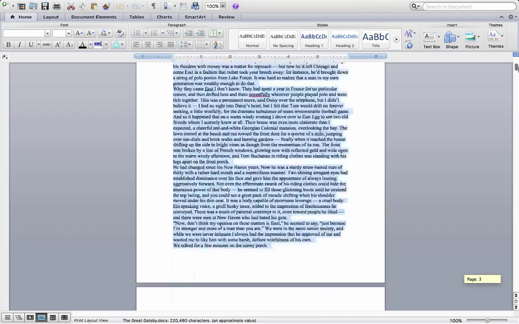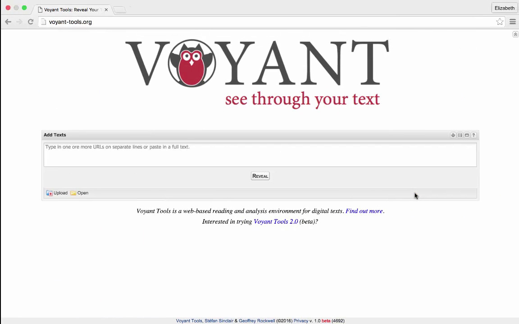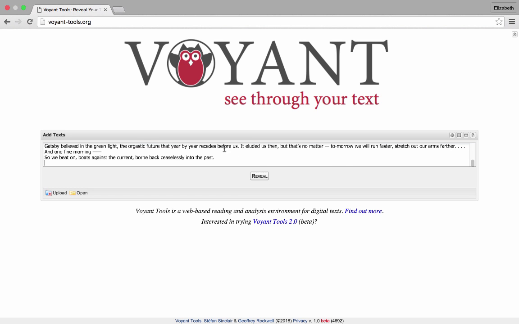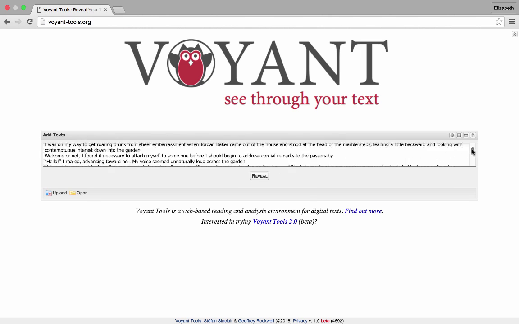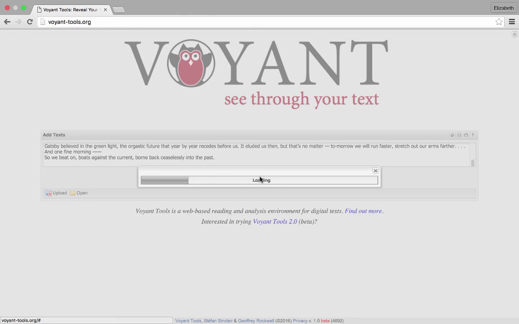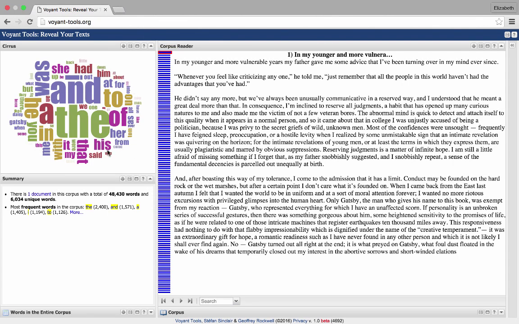I highlighted the entire text of The Great Gatsby, which was very, very long, in a Microsoft Word document, and copied that and pasted it into the Voyant page itself, which took a minute because it was so much text and it took a little bit of time to appear on the page. So this is the entire text of The Great Gatsby, and I hit reveal, and what it did was over on this left hand corner you can see all of the words that appeared the most times throughout the novel.